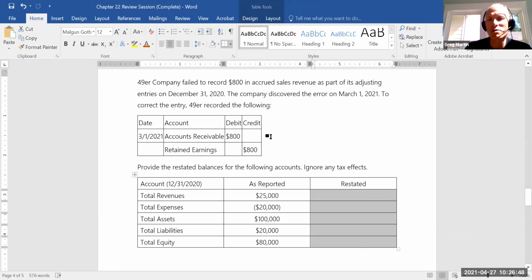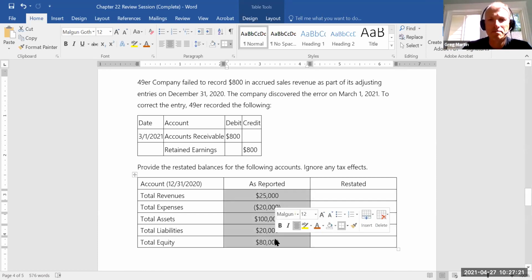So in other words, whenever you have a mistake or an error, or even a change in accounting principle, you have to provide restated financial statements for any years that were affected. In this case, the problem is saying, given this mistake and this correction, what should we report as the restated amounts for each of this group of accounts? I don't have individual accounts for all of them. Sometimes I'll group things together to make it a little easier to process. And on 12/31/2020, this is what we had originally reported.